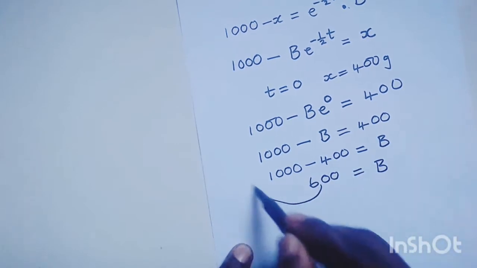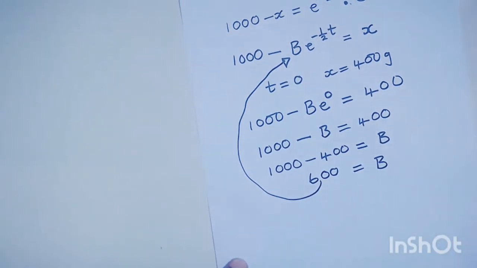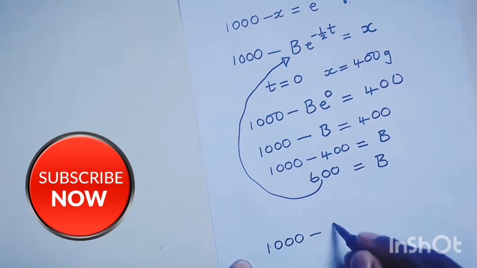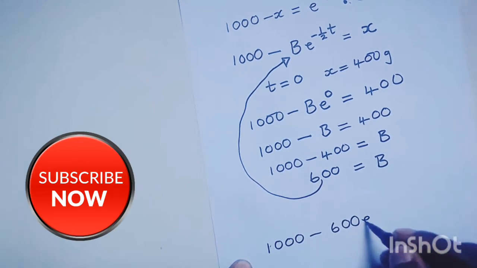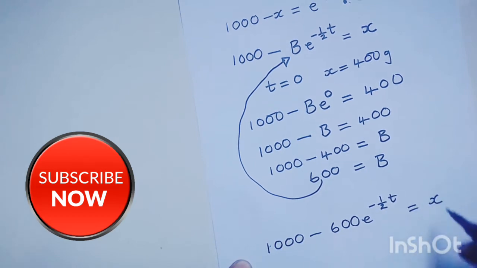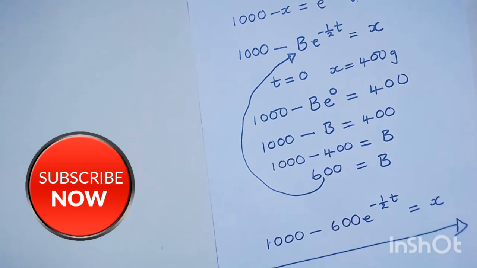So I'm going to substitute 600 into my general solution to come up with a particular solution. So we now have 1000 minus 600 e to the power of minus half t is equal to x. We have managed to make x the subject of the formula. So this is our final answer. I hope you are enjoying the lesson, class. Let us move on to the next segment.